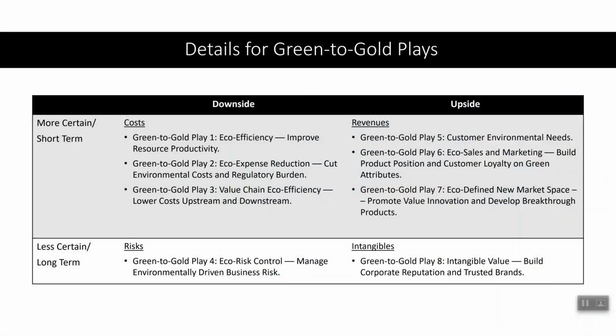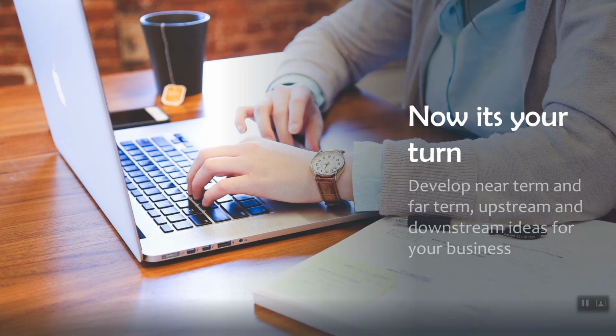This gives you a one-page summary of the green to gold plays we've discussed. Take a look at it. You can certainly come up with additional strategic plays to help organizations reach higher levels of sustainability, but this is a good start. The planning structure of short and long-term, downside and upside helps you organize your efforts to incorporate sustainability into your strategic plans. Now it's your turn. Develop near-term and far-term, upstream and downstream ideas for your business.